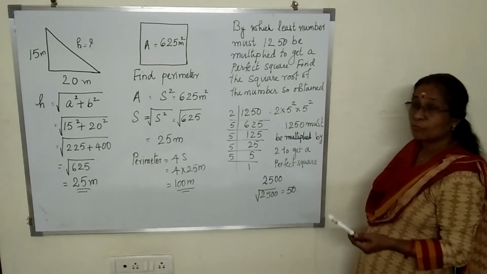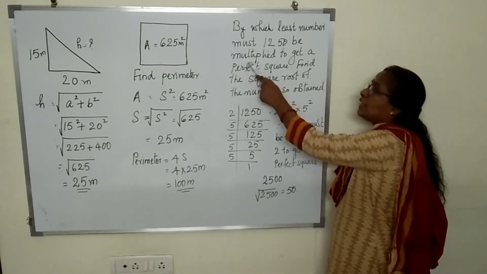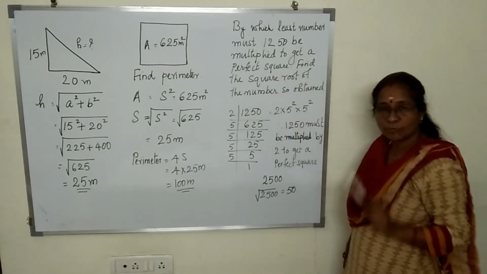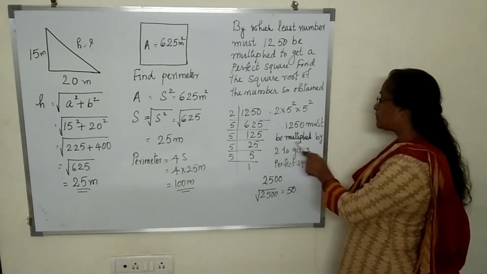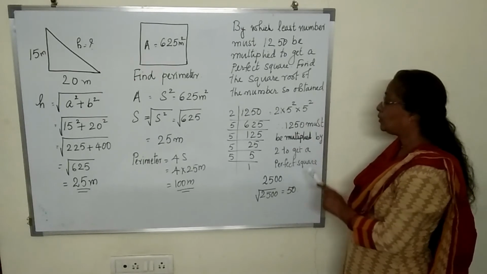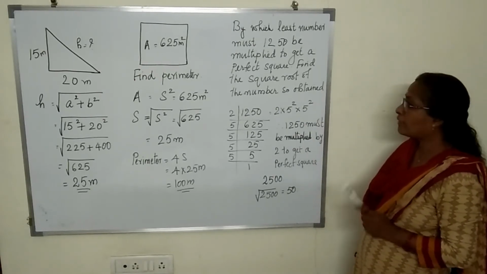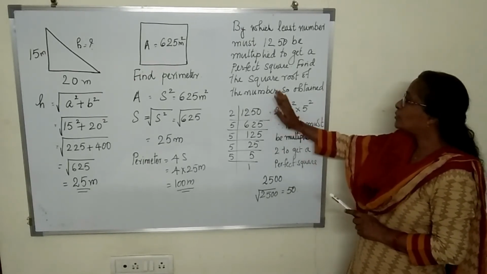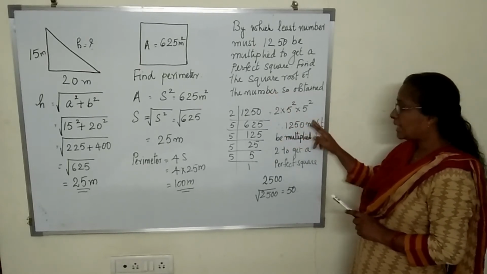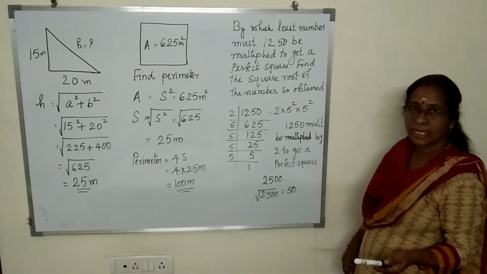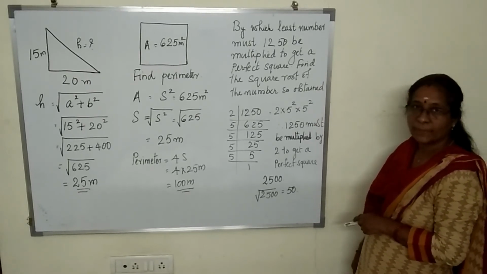Okay, and if it was divided by, instead of multiplied, you need to write this number must be divided by 2 to get a perfect square. And when you divide by 2, this 2 will vanish. So you will get 625, which has a square root 25.